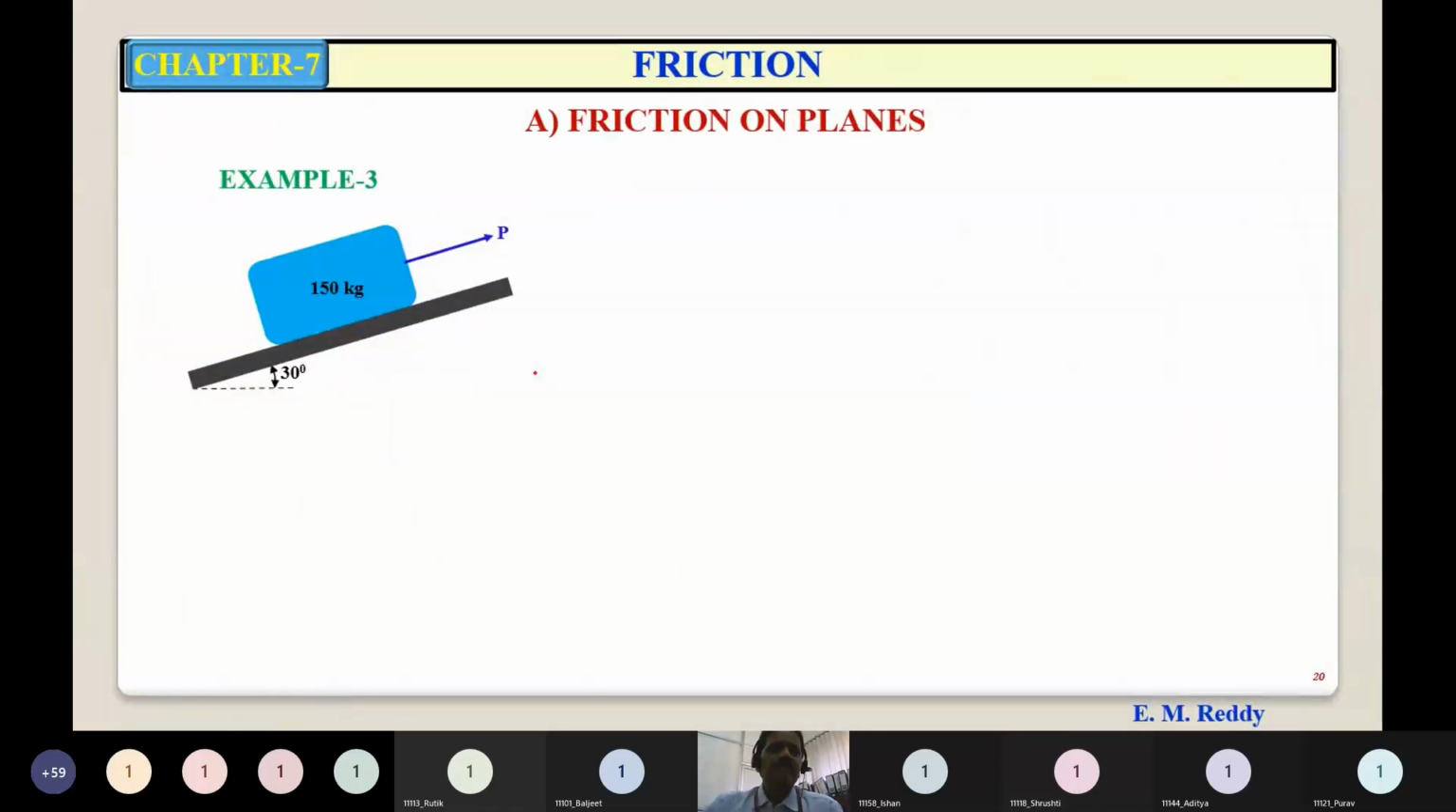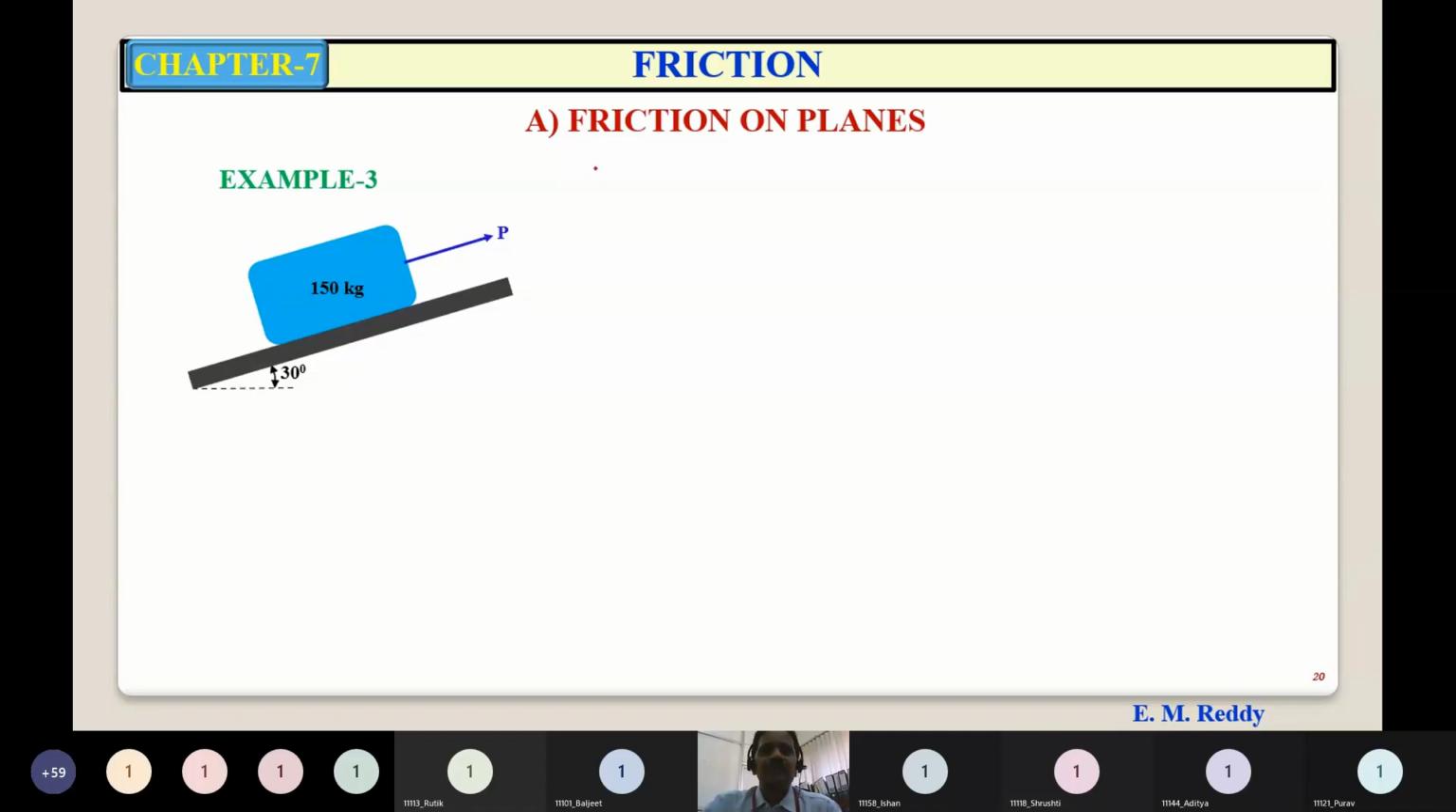So this is the given figure. A 150 kg block is kept on an inclined plane making an angle of 30 degrees. You have to find out the minimum and maximum values of P for which the block is in equilibrium. What is the minimum possible value of P? Suppose P is equal to 0. The block will tend to slide down the plane. So it will slide down the plane, right?